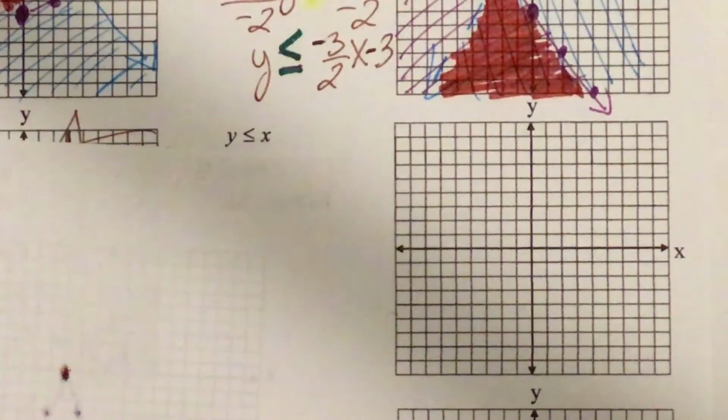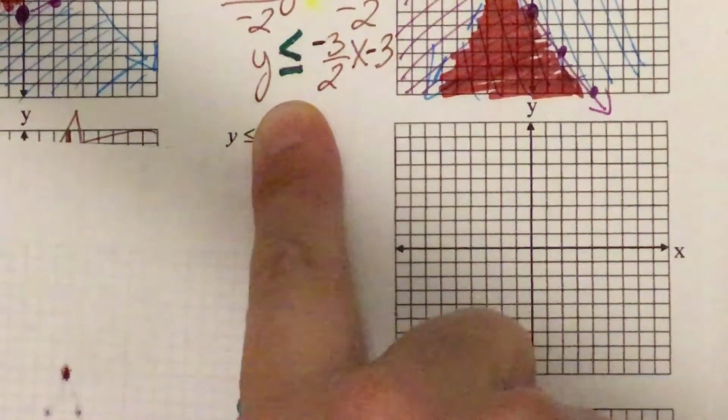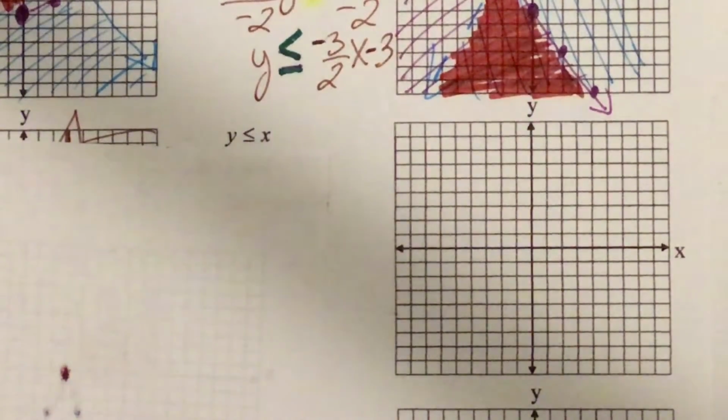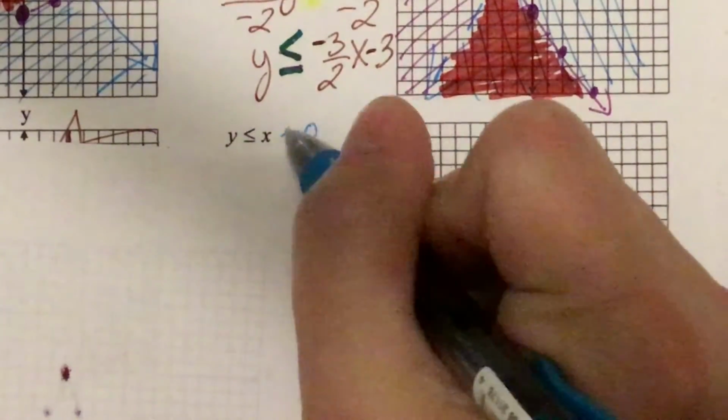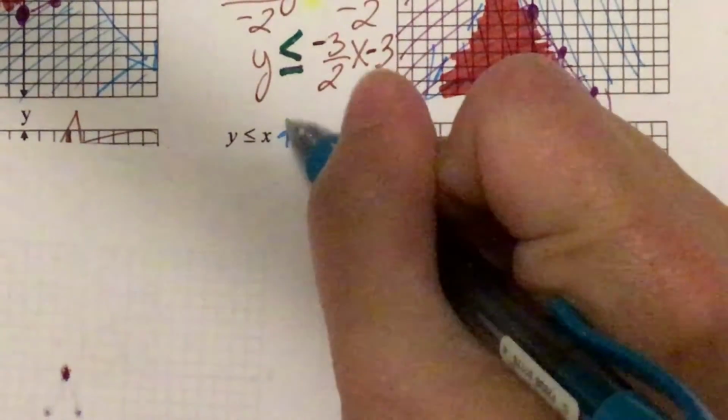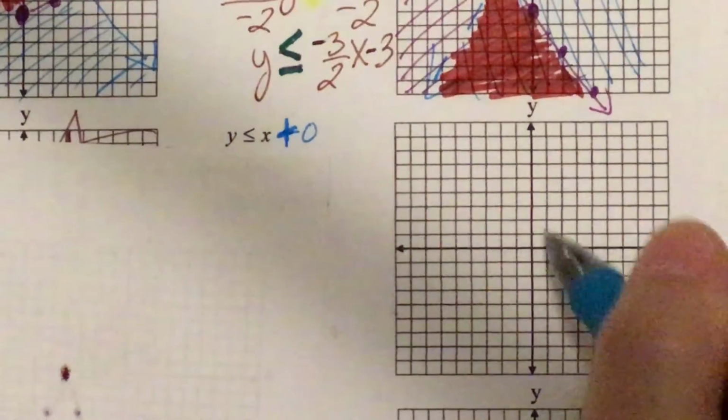It's diagonal. X and Y makes a diagonal line. Y is by itself, so it's ready to graph. Okay, so who's your y-intercept? 0. Remember that number behind the X that you don't see? It's understood to be a 0. So our y-intercept is 0.